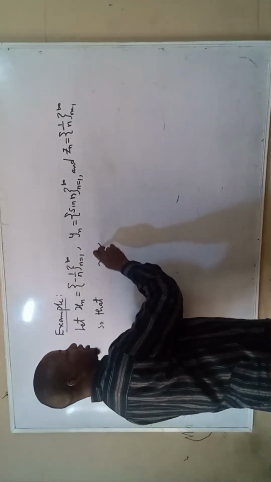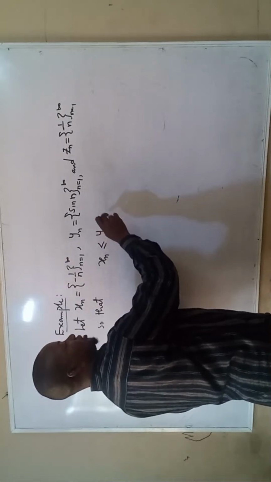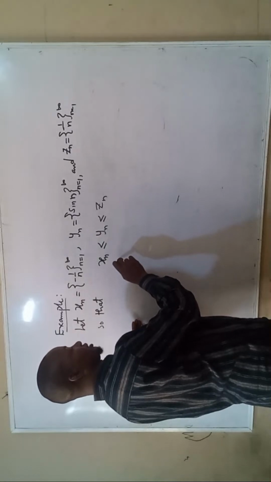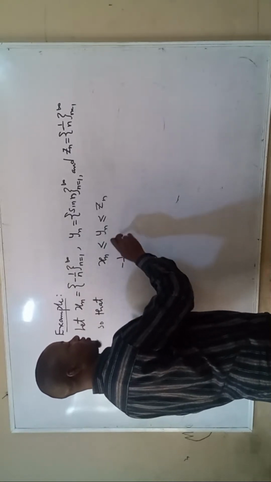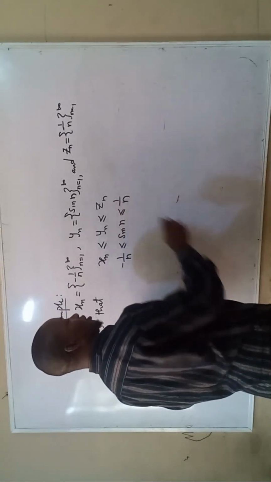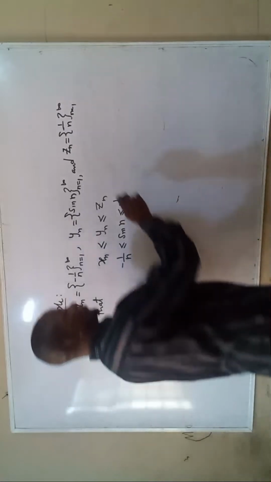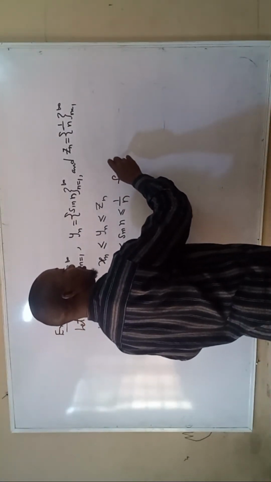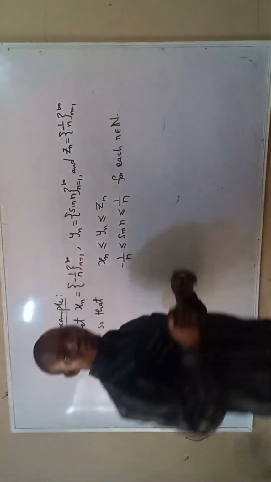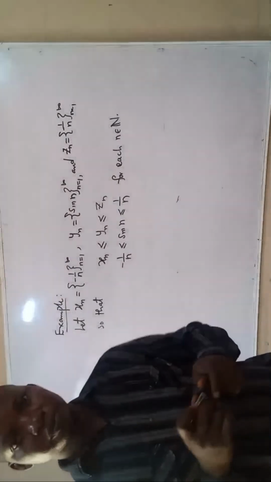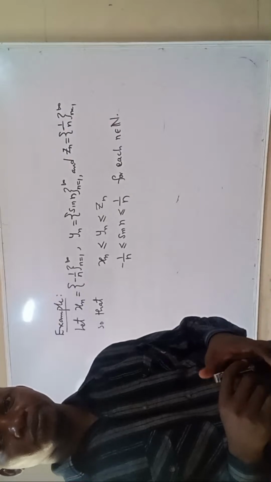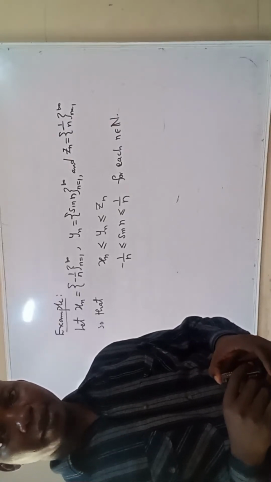What we want to say is that these sequences follow this order, and if they follow this order, this means that minus 1 by n is less than or equal to sine n, and sine n is also less than or equal to 1 by n, for each n in the natural numbers. So as confirmation now, are you with your calculator? What is your answer?